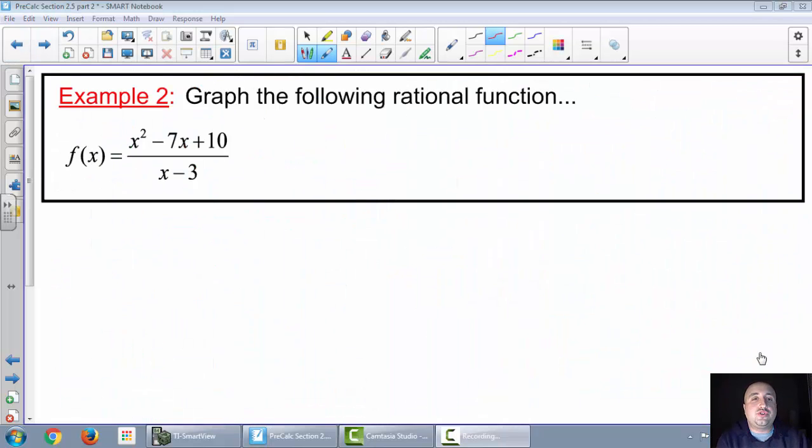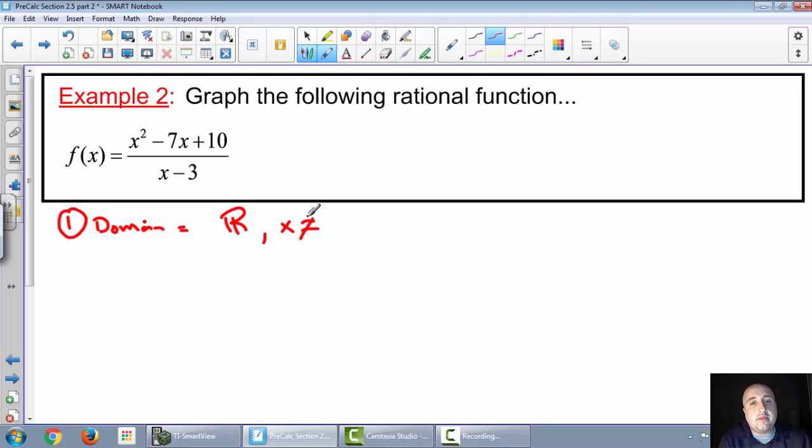All right, here's example 2. Same kind of thing, it's just a different example. All right, so remember, step 1 is to find the domain. Okay, the domain of this one is, remember, it's all reals except for the number that makes the bottom equal to 0. So x cannot be equal to what number? 3 minus 3 would be 0, so x cannot equal 3.